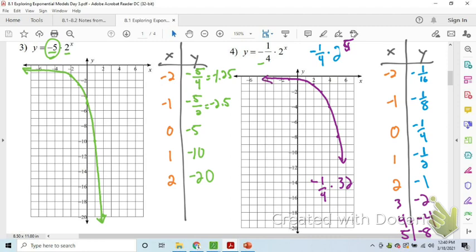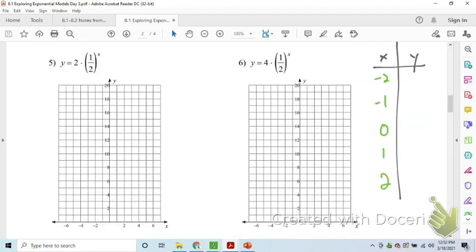Excuse me. I want to make sure that got on the video. All right, so skipping down to number 4. This is going to be exponential decay because we have a 1/2 right in there. So look out. Here we go.